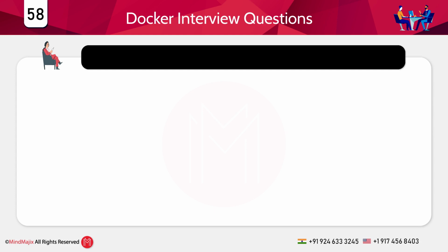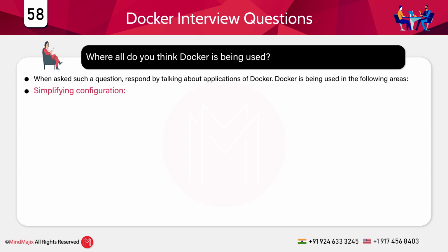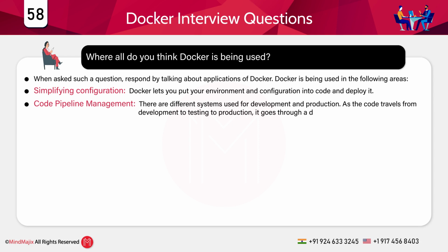The next question: where all do you think Docker is being used? When asked such a question, respond by talking about applications of Docker. Docker is being used in the following areas, like simplifying configuration. Docker lets you put your environment and configuration into code and deploy it. Code pipeline management: there are different systems used for development and production. As the code travels from development to testing to production, it goes through different environments. Docker helps in maintaining the code pipeline consistency.